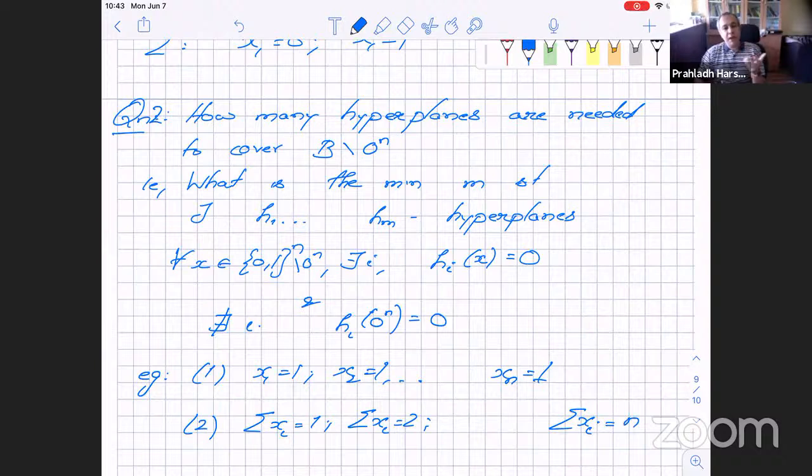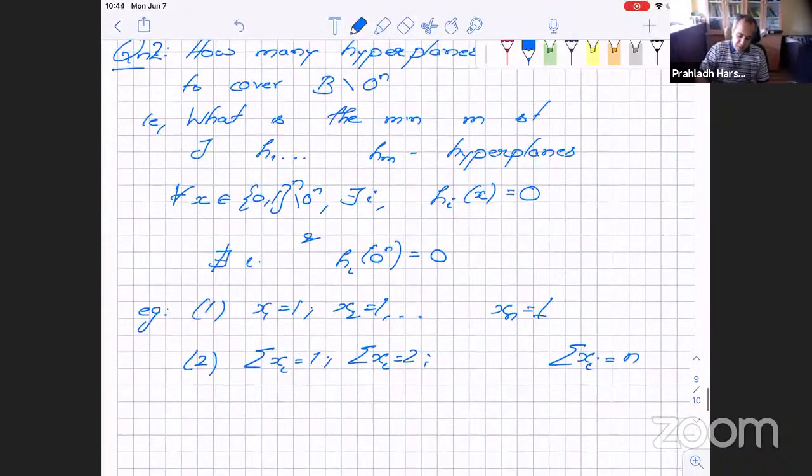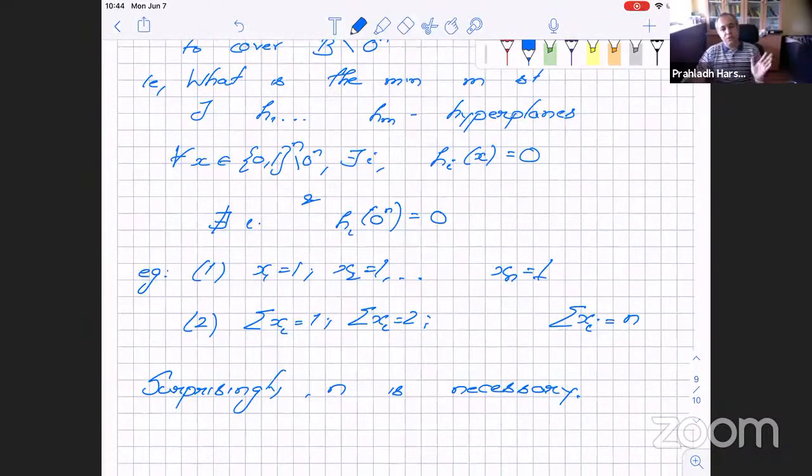Notice that both of them have n hyperplanes. The question is, can you do it with fewer? And what we'll see is that actually you cannot. If you drop one, you need n hyperplanes. And surprisingly, n is necessary. And we will prove this using combinatorial steps. So that's the statement I want to make.